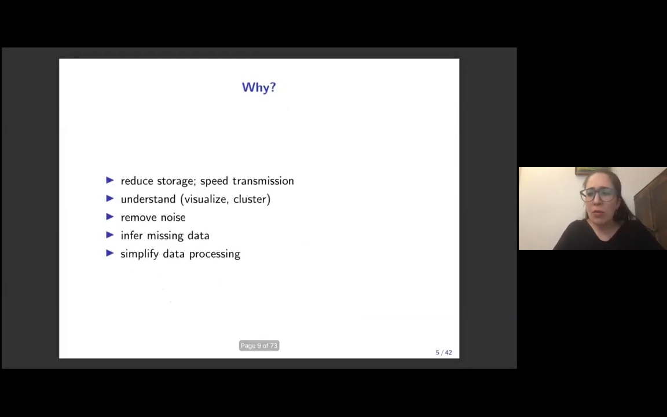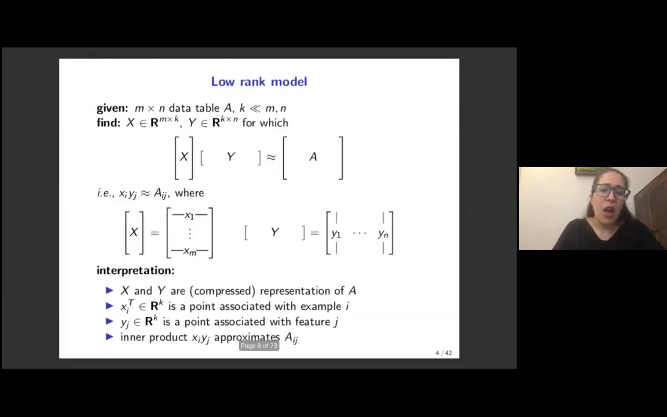Okay, so why would we be doing this? I should also mention that you could cluster the rows of X in order to cluster the people in your data set. You could cluster the columns of Y in order to cluster the features in your data set. Okay, so you can do a lot of these kinds of things, basically, data science becomes possible.